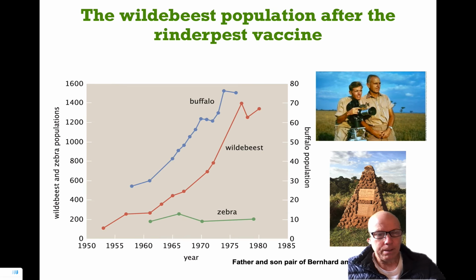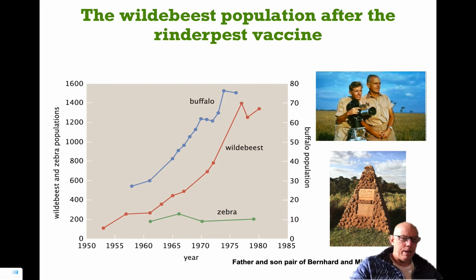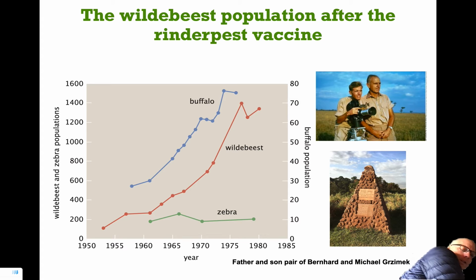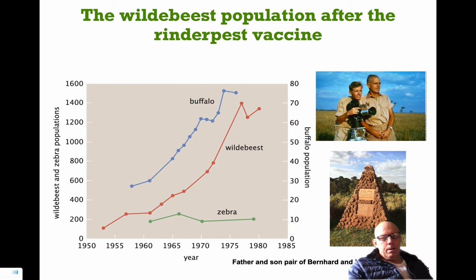Let me get my order changed here. There was an interest in the behavior of the wildebeest and how many of them there were and what their motions were on the part of this father and son pair. I'll lean over so you can see the names. So Bernard and Michael Grzimek. They wrote a book together. They made a film together.